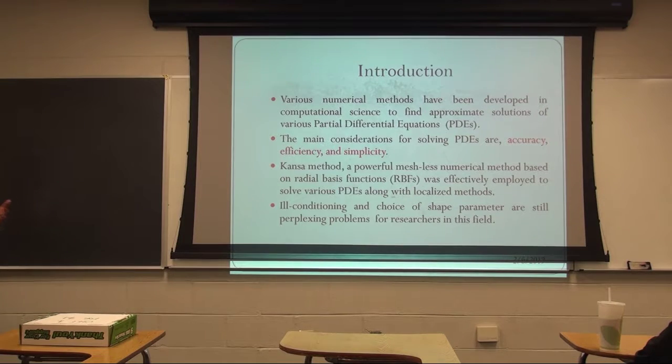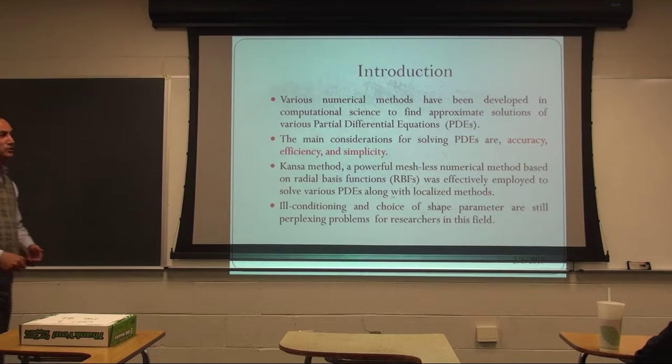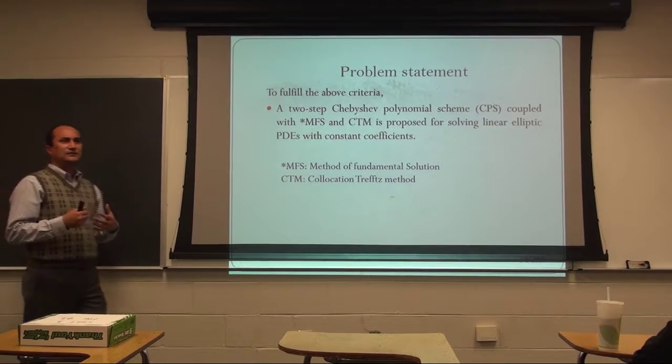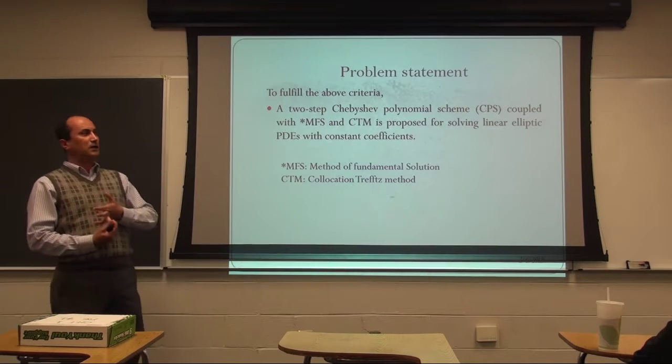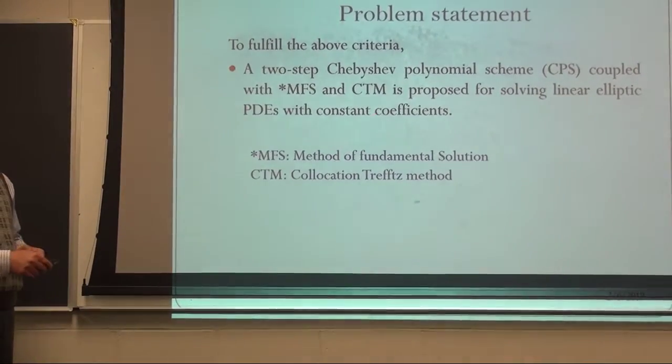So among them, as I mentioned to you earlier, Kansa's method is a powerful meshless numerical method based on radial basis functions, which is employed in various problems. And as I mentioned, ill-conditioning and the choice of shape parameter are the complexity problems for the researchers in this field. So here, I just wanted to show you the two-step Chebyshev polynomial scheme, which I work with, because here the word Chebyshev definitely means something.